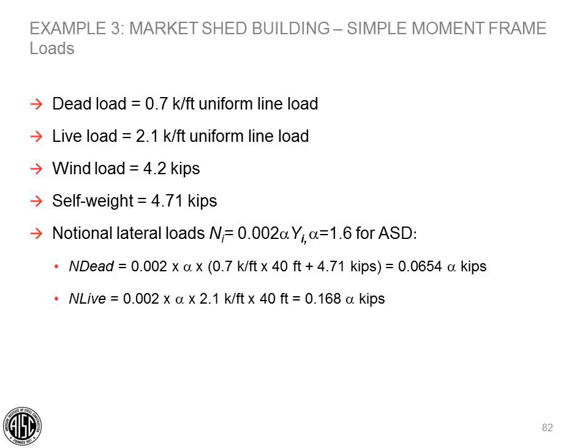Notional dead load, N dead, equals 0.002 times alpha times the dead loads, equals 0.0654 times alpha kips. Notional live load, N live, equals 0.002 times alpha times the live load, equals 0.168 times alpha kips. I left alpha as a variable here in the notional loads because I'll factor the notional loads later at the same time that I factor the rest of the loads.